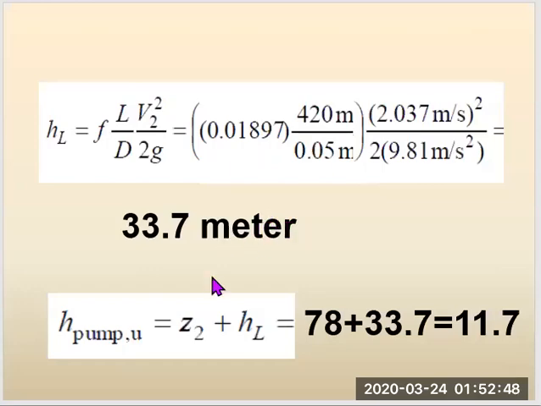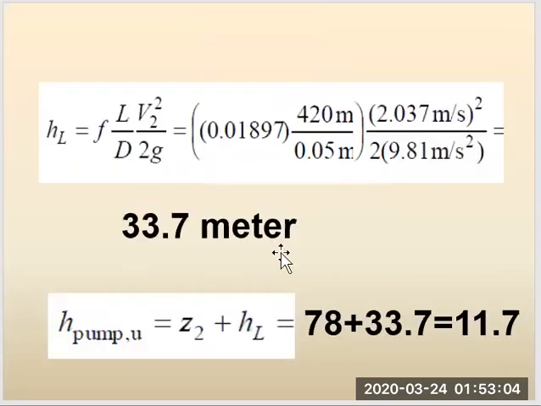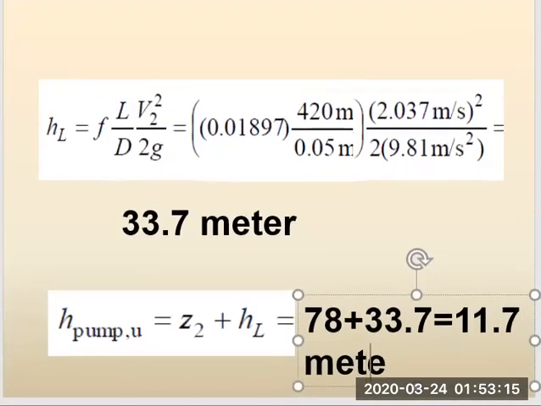The head loss is 33.7. So the pump head requirement will be equal to Z2 plus HL, according to this equation that we derived from the energy equation. 78 plus 33.7 is equal to 111.7 meter. So this is the head requirement for the pump.